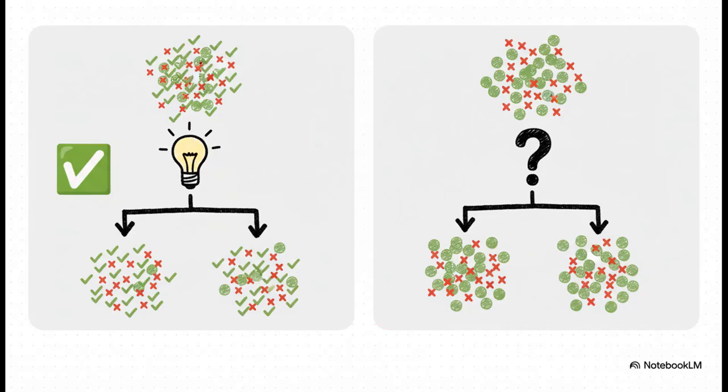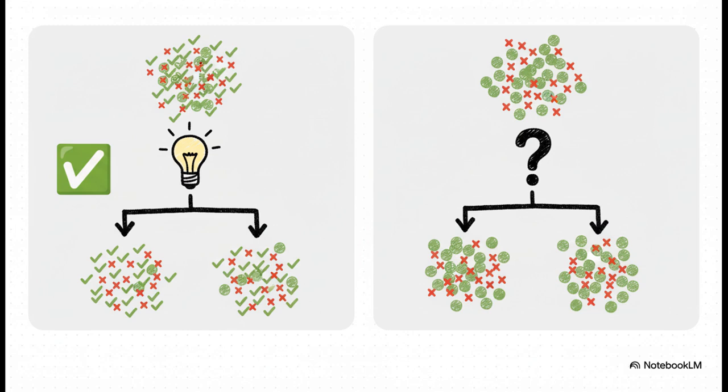Okay, look at this. It makes it so clear. The smart question about income over 110K? It does a fantastic job. It carves out a group that is almost entirely made up of approvals. That creates a ton of purity. But that dumb question, asking about income over 70K?